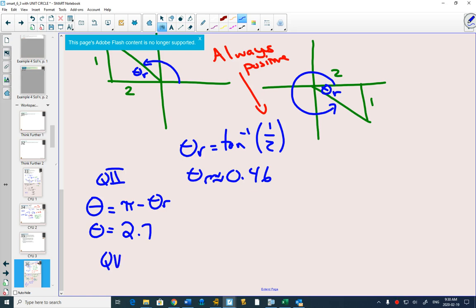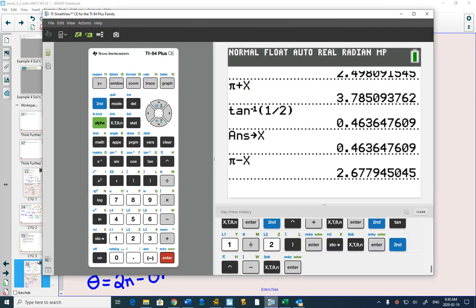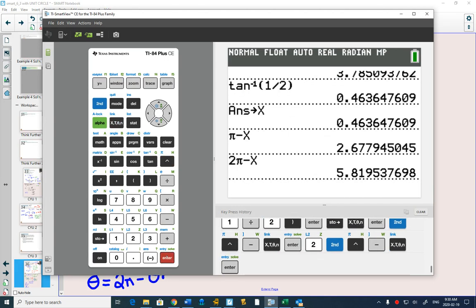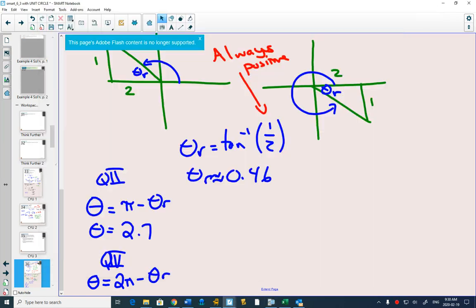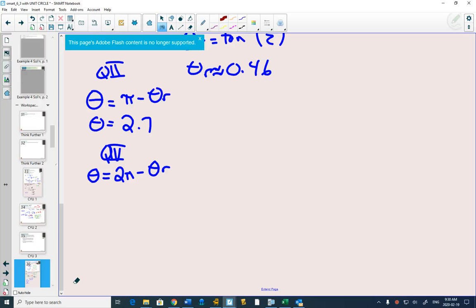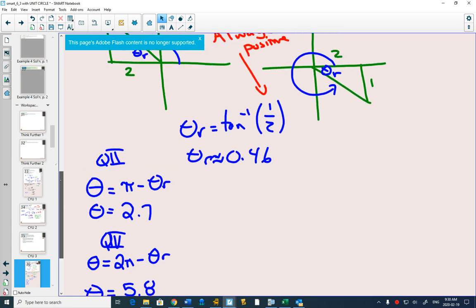In quadrant 4, in degrees I would do 360 minus my reference angle. So in radians, I do 2 pi minus my reference angle. Go to my calculator. So you can see why storing it is really helpful when you have to do multiple calculations with something. So 5.8. So we've done our positive ones between 0 and 2 pi.